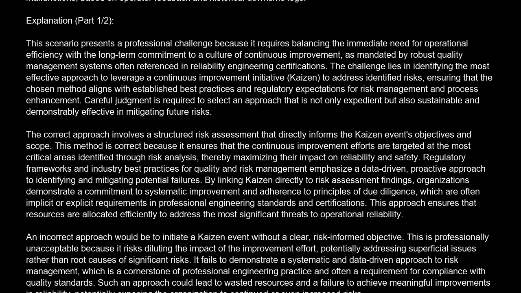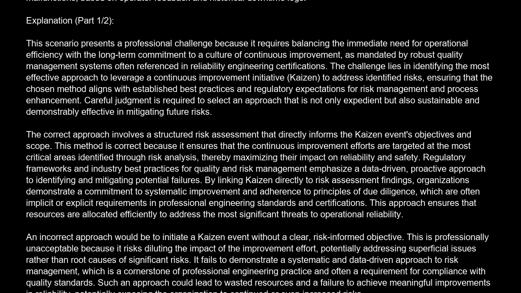This scenario presents a professional challenge because it requires balancing the immediate need for operational efficiency with the long-term commitment to a culture of continuous improvement, as mandated by robust quality management systems often referenced in reliability engineering certifications. The challenge lies in identifying the most effective approach to leverage a continuous improvement initiative, Kaizen, to address identified risks, ensuring that the chosen method aligns with established best practices and regulatory expectations for risk management and process enhancement.